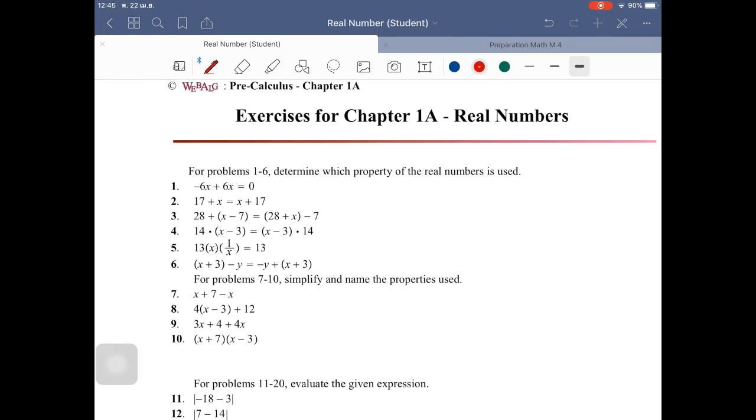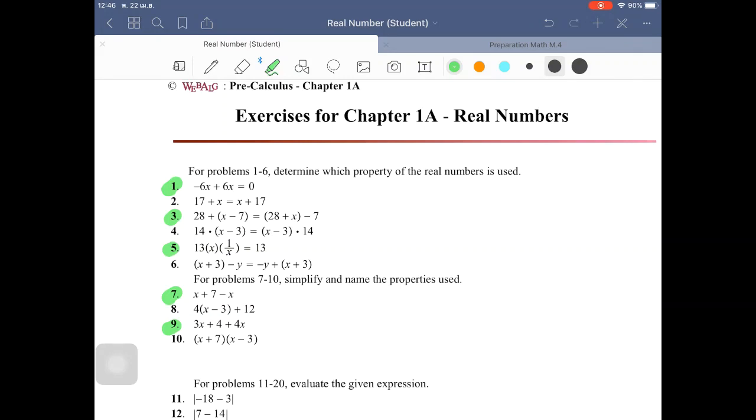Okay, here are the exercises of the topic we just finished. The first one, the properties of real numbers. There are 10 questions here. Try to do only the odd numbers, within 5 minutes. Try to finish this one within 5 minutes.